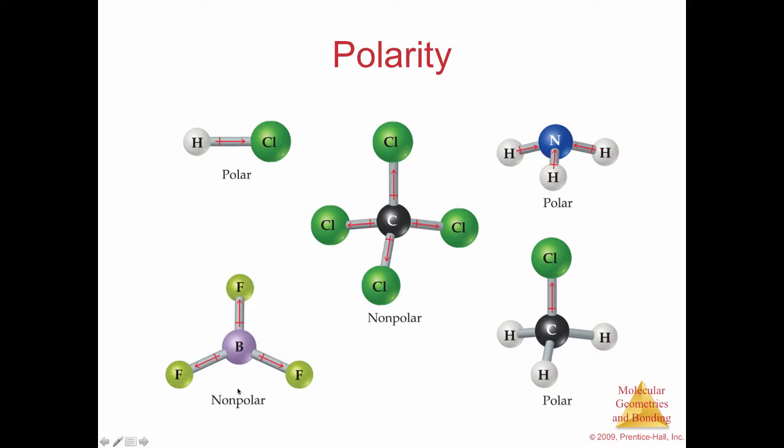In the case of BF3, which is a trigonal planar molecule, again, there are three dipoles that are very symmetrical and cancel each other out. In the case of ammonia, we have a trigonal pyramidal structure. This one is polar because of its molecular geometry. The electrons are being pulled toward the nitrogen. And finally, in the case of CH3Cl, we have the electrons being pulled toward the chlorine in this polar bond, or in this polar molecule.